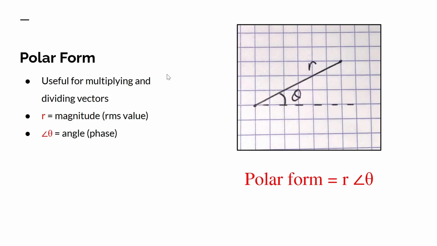The polar form of a sine wave is most important for multiplying and dividing the vector forms, where r is the magnitude, or the RMS value of the amplitude of the Cartesian form, and the angle is simply the same as the phase angle given in the Cartesian form. Here is the equation of the polar form and how it is written, and here is a simple diagram.